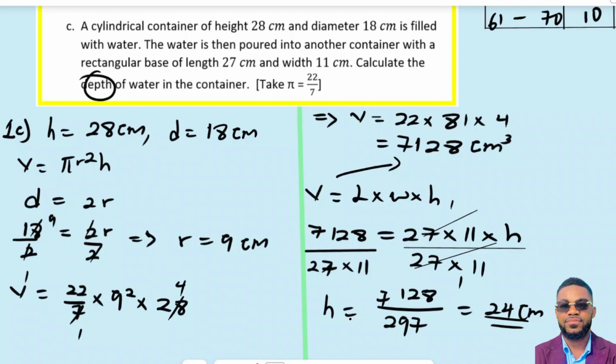So you have to write something down for the examiner. Therefore, the depth of water in the container is 24 centimeters.